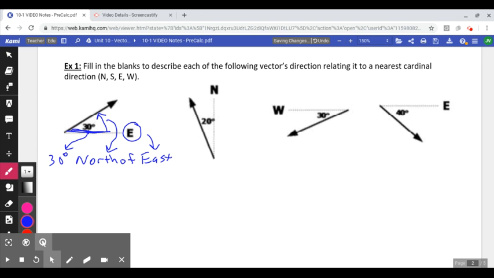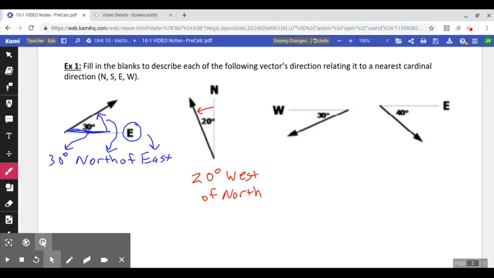If we think about that with the next one here, our reference is going to be north. So I'm going to take a look at that reference, which is north, and we're moving from north to the west. So we would say that this vector is 20 degrees west of north.